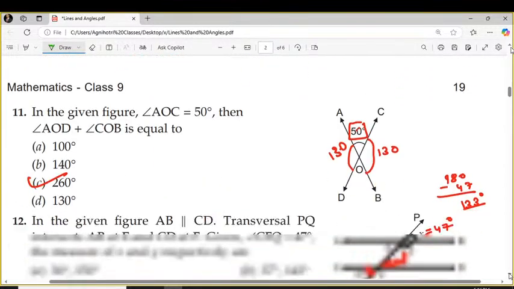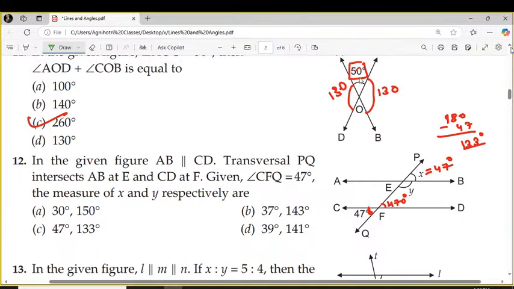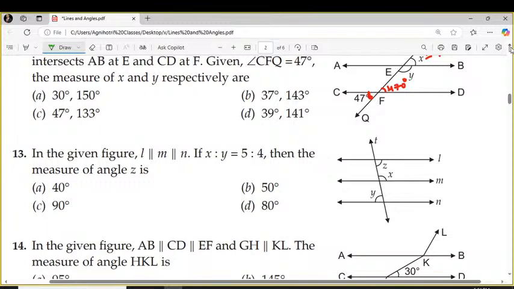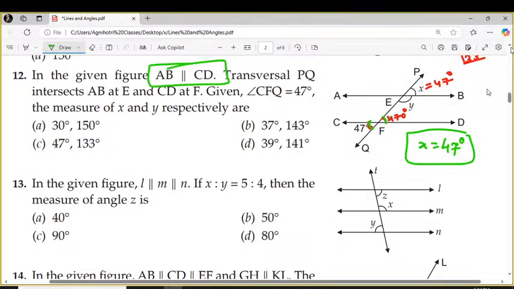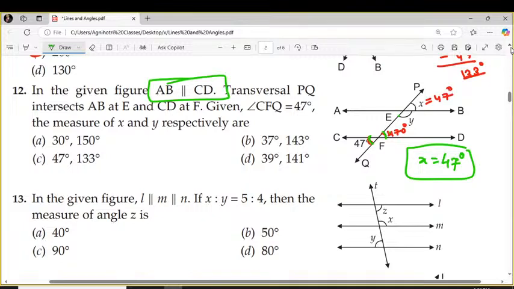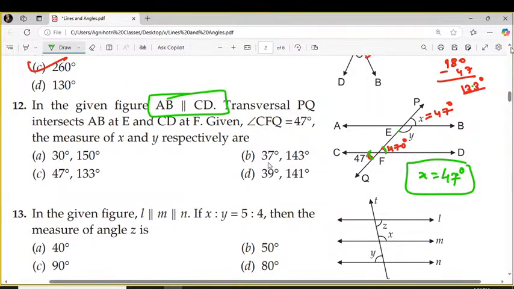And now in question 11th, you got 260 as, if it is 50, the linear pair says it is 130 and vertically opposite is 130, that's why their sum is 260. Actually they ask for the same. And in question number 12th, this is 47, that's why this is 47, and x is going to be 47 because we are considering them as corresponding angles since AB is parallel to CD, and y is going to be a linear pair with 47, that's why it is 133. 47 and 133 is option C.